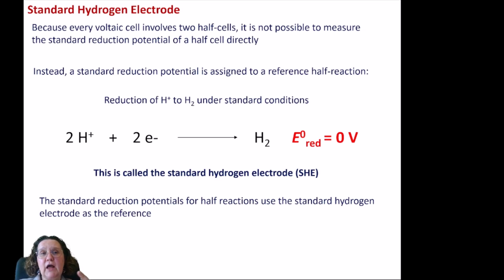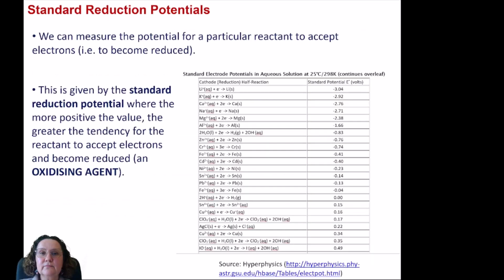And if what you end up with is a positive number, then that reaction would be spontaneous as you have written it. If it's a negative number, it's not spontaneous in that way. It would be spontaneous in the other way, going in the other direction. So this is an example of how a table of standard reduction potentials looks like, or standard potentials measured in volts.